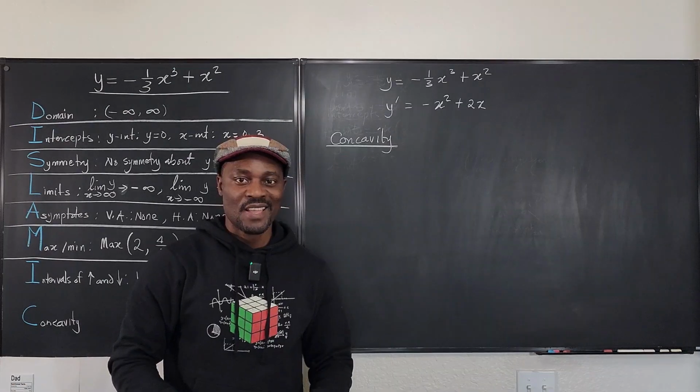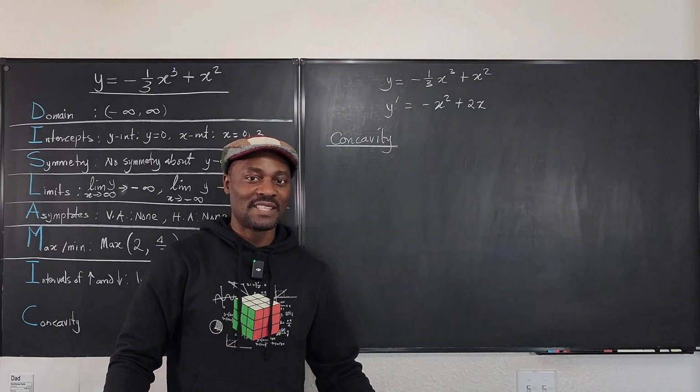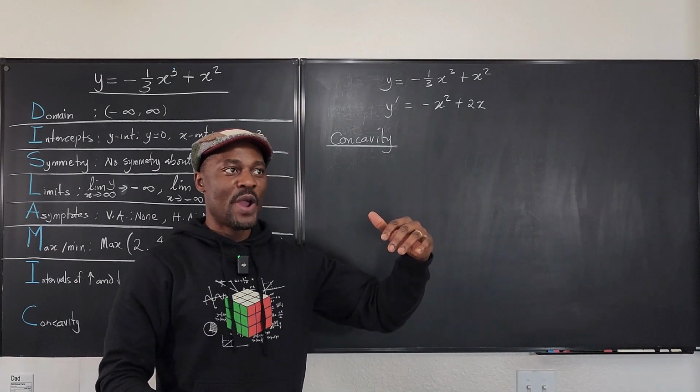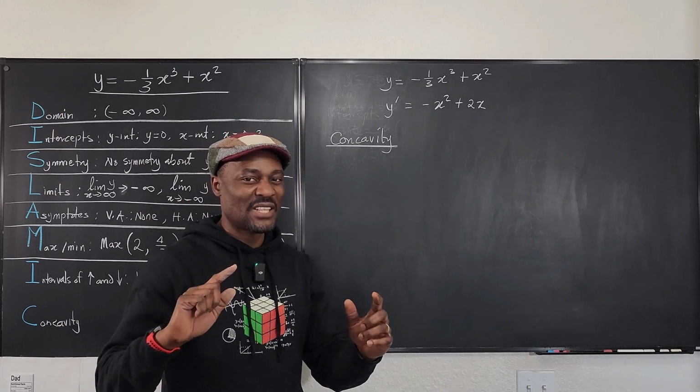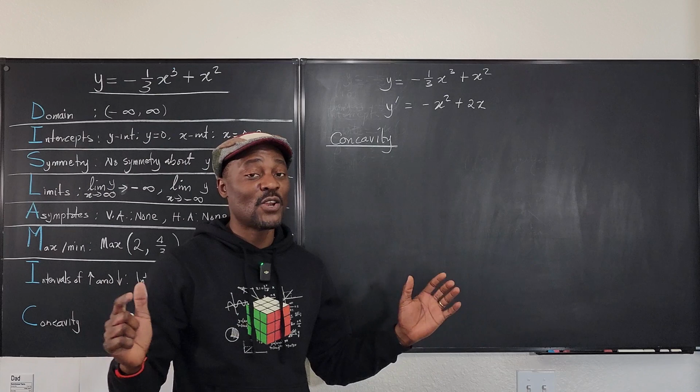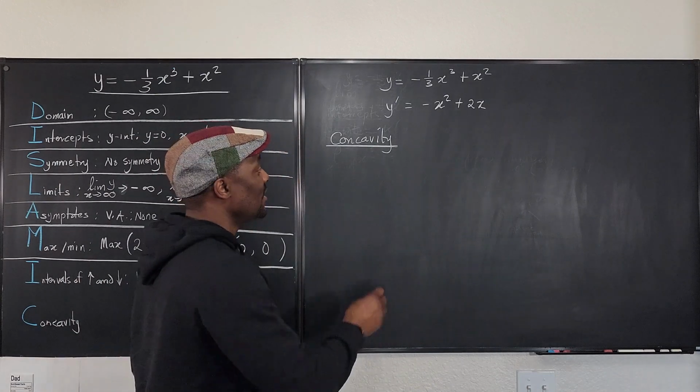Let's go. The last thing: concavity. When is the graph facing up? When is it facing down? And where does that change? That's all you've got to do, and all you have to do is take the second derivative.